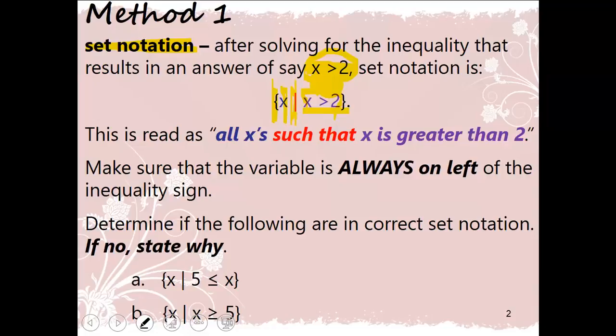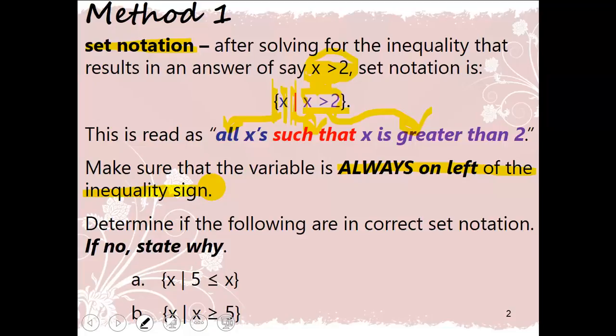This is read in this way. All x's, that's what this first x stands for, all x's. The vertical bar is such that. And then this is read just like we would normally read it, x is greater than 2. That's the answer that you got, okay? Make sure that your variable is always on the left side of the inequality sign. If it isn't, then it's not in correct form, okay?